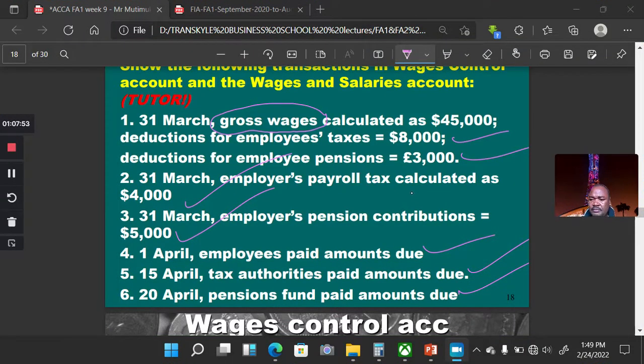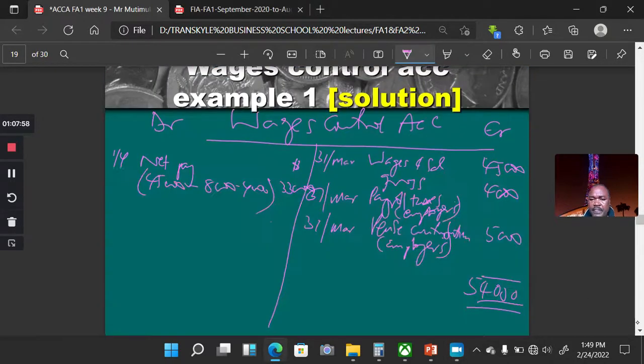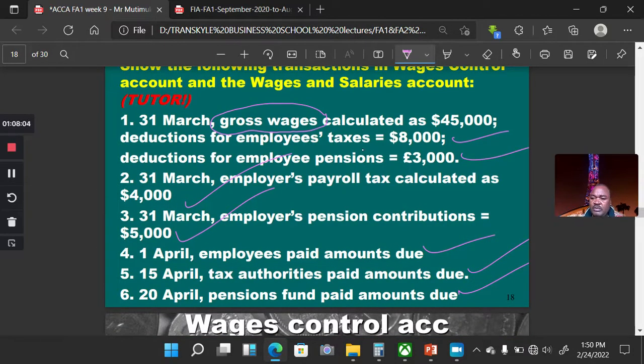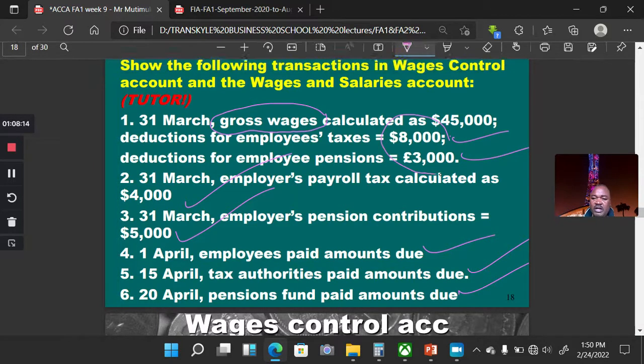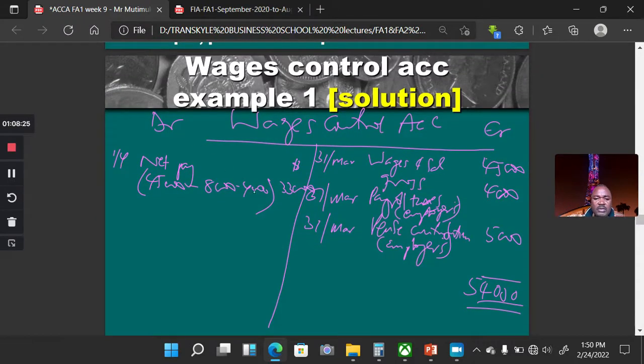I think here we slightly made a mistake. Let's just do it systematically. The net pay equals gross pay less employee deductions. So these are the deductions on the part of the employee: their employment tax as well as their pension contributions. So then we just have to say 3,000 here, and we get 34,000.